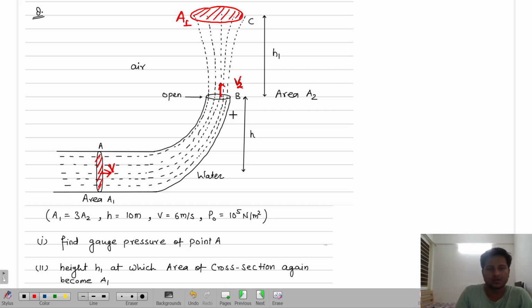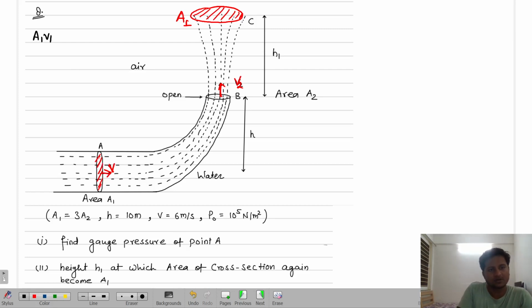Okay, here what is given: A1 is equal to thrice A2. Here it is area A1, here it is area A2, and here it is once again area A1. A1 is given as thrice of A2. So we can find the relation between V2 and V, isn't it? Yes. So let us find this relation first.